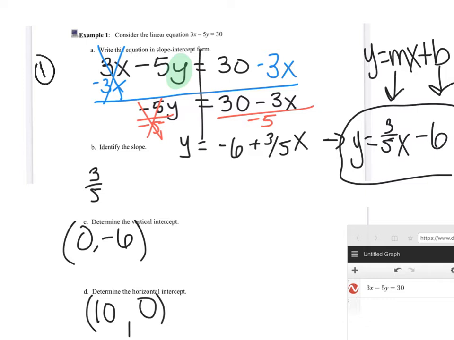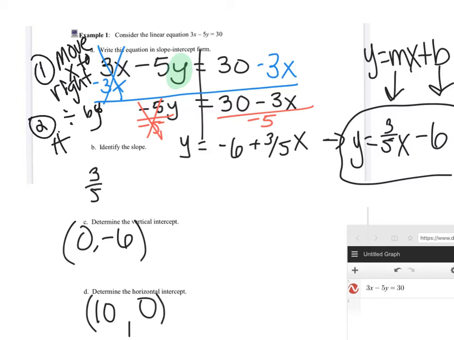Step 1, move the x to the right. Step 2, divide by the number with the y. That's always going to be your steps for that if you're moving from standard to slope intercept.